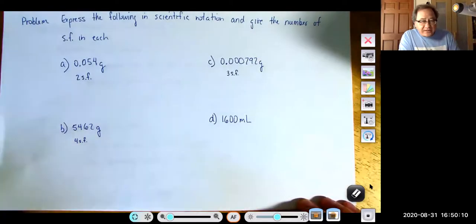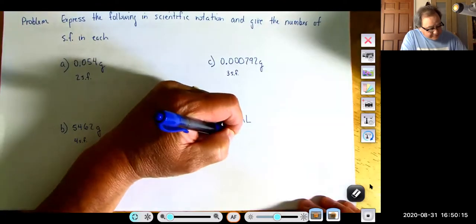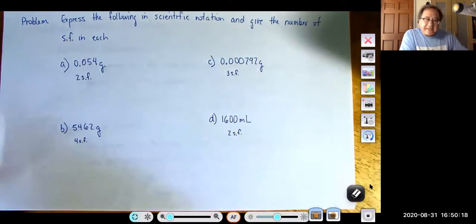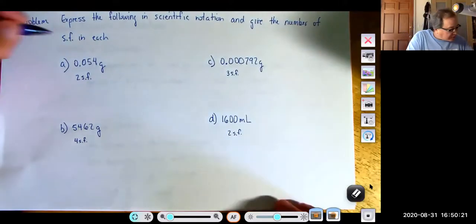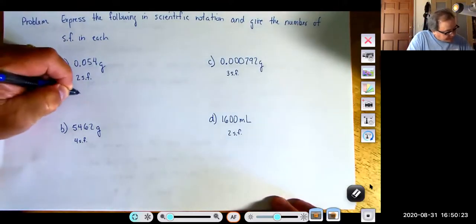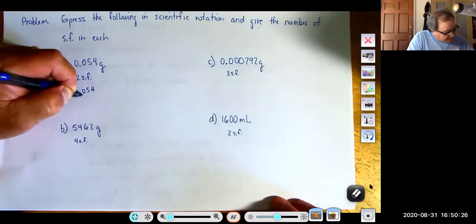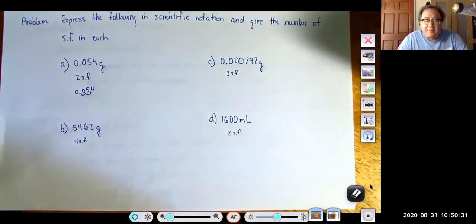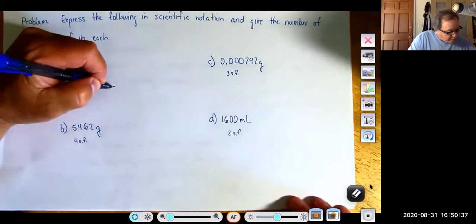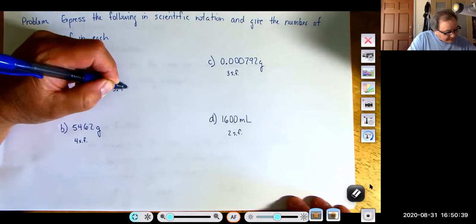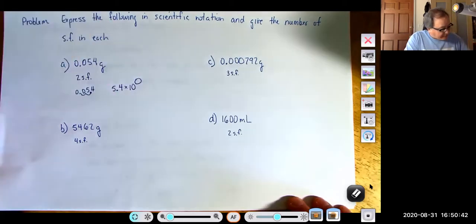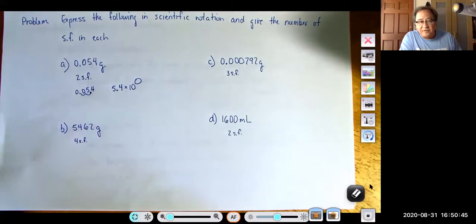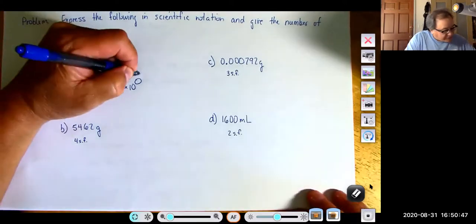And this, trailing zeros don't count if we don't see the decimal, so this only has 2 sig figs. Now, to write something in scientific notation, you move the decimal over however many places you need to, so that when the decimal ends up there, you get a number between 1 and 10. So here, I'm going to get 5.4 times 10 to some value. And this value is the number of spaces we move the decimal over. So that's going to be a 2.